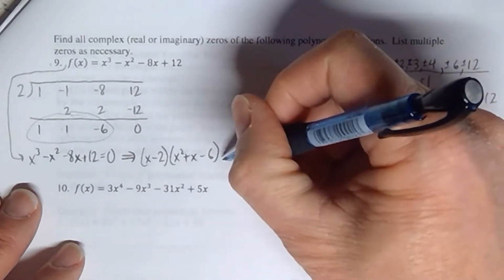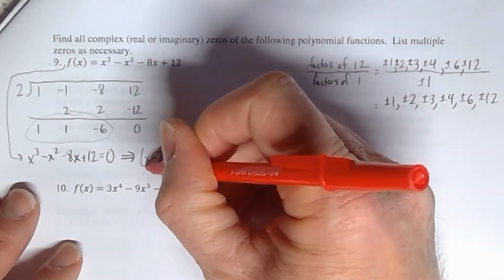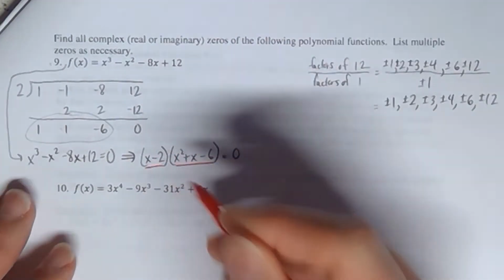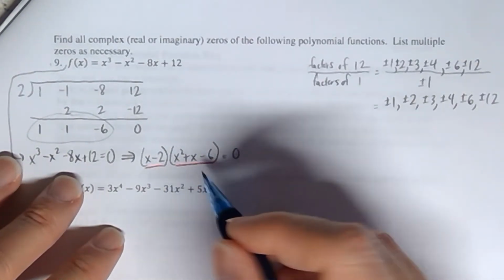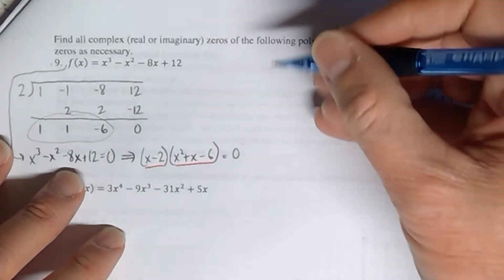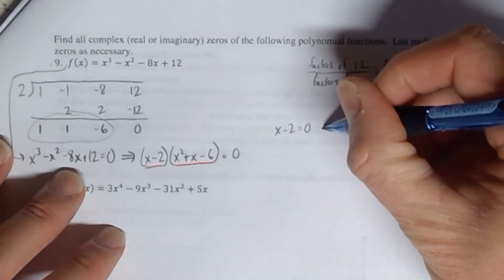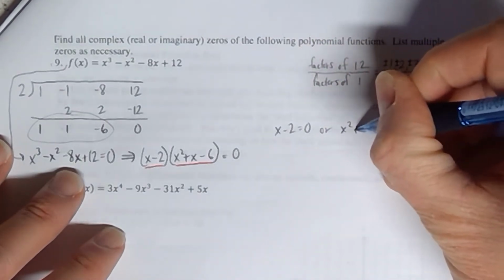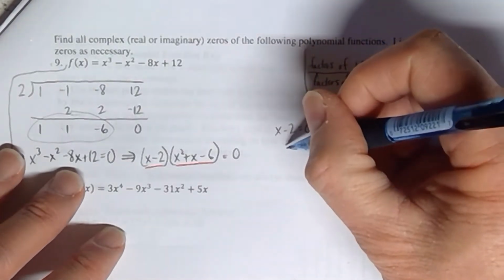And as I promised you, the rational zeros theorem will get you to having a linear and a quadratic factor. Now that you are there, what you do, like we did before, since we're trying to find the zeros, is simply set each one of these factors equal to 0. x minus 2 equal to 0, or x squared plus x minus 6 equal to 0. And then we solve those.